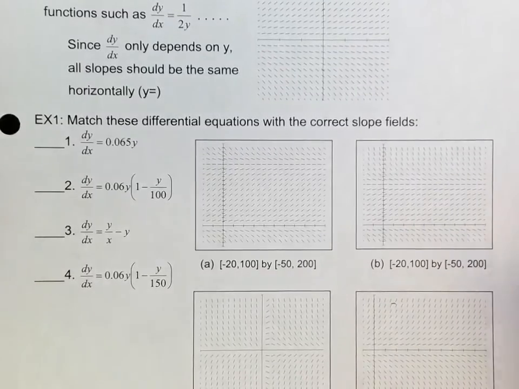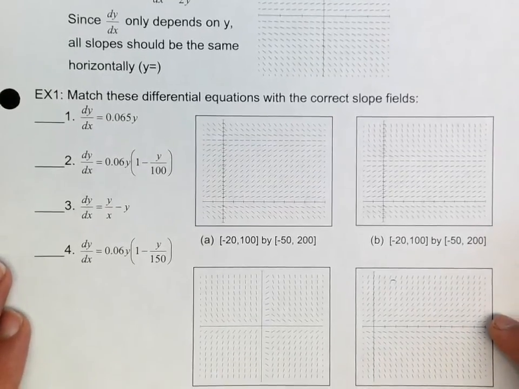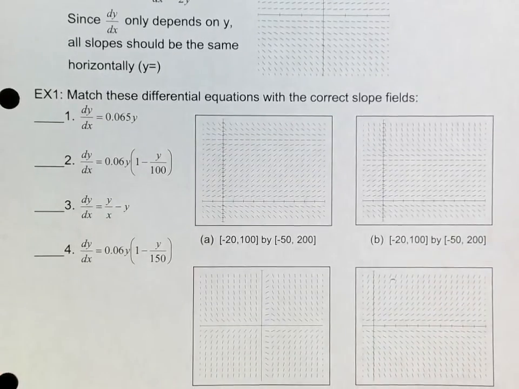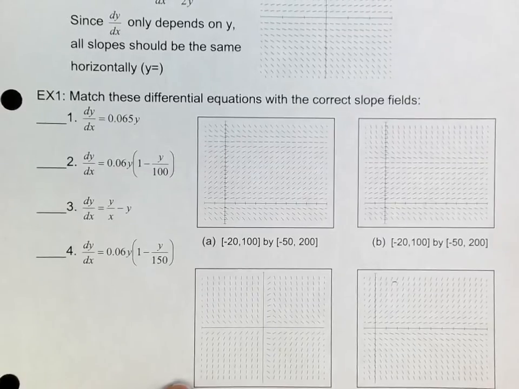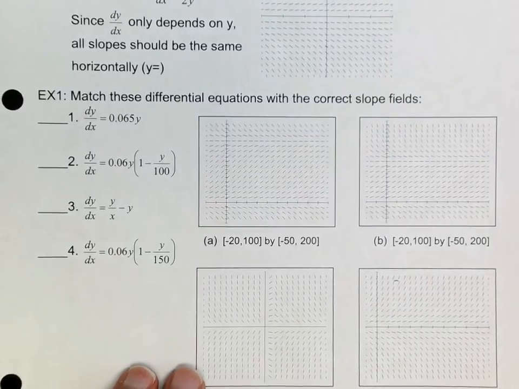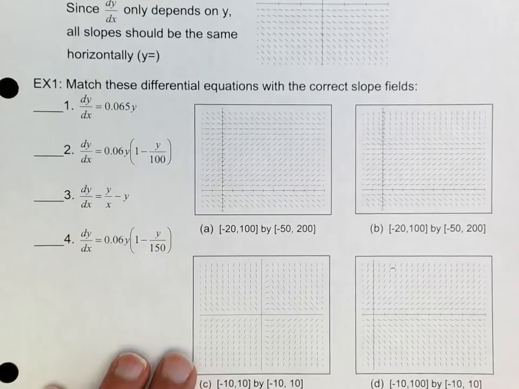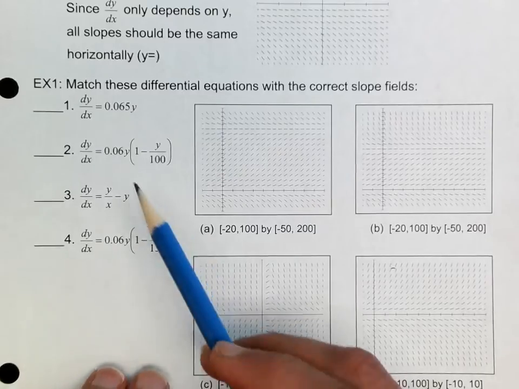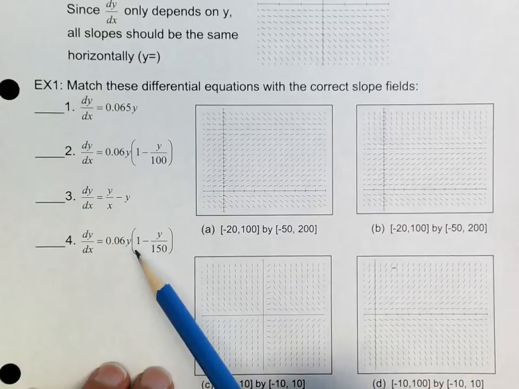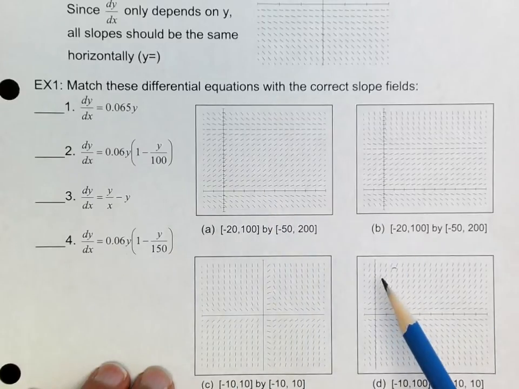Now, if it has x and y, then that depends on two things. So in order for you to match this, the easiest thing to do is to try to eliminate some of these choices. If you look at examples 1, 2, and 4, these only have y's, which means they're going to be the same horizontally.